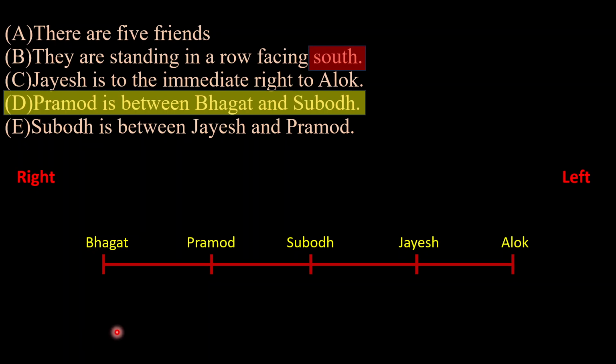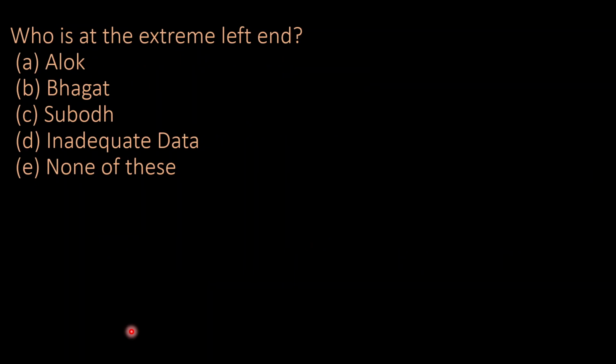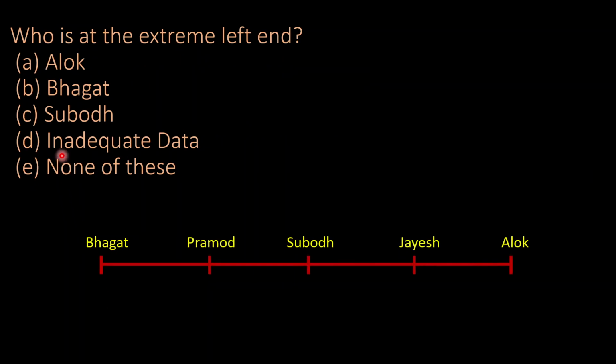Now let's move on to the very first question. And this is the seating arrangement. Who is at the extreme left end? So this is right and this is left end for the question. So according to the question, they all are facing south. So extreme left is this side and the person standing to the extreme left is Alok. So our answer is option number A, Alok. Let's check. See, we got the correct answer.